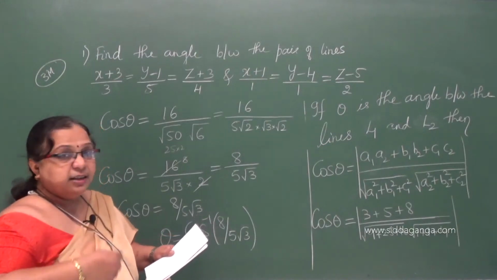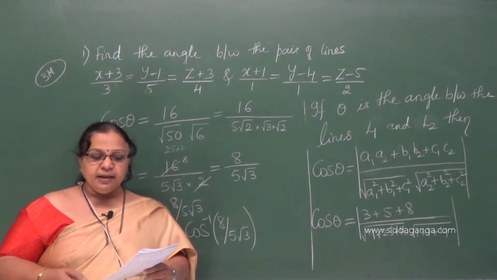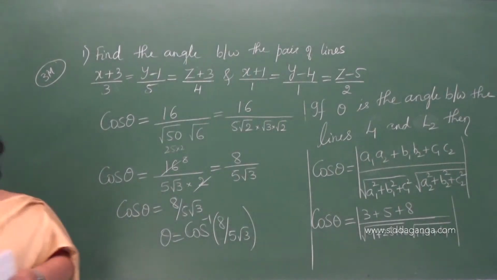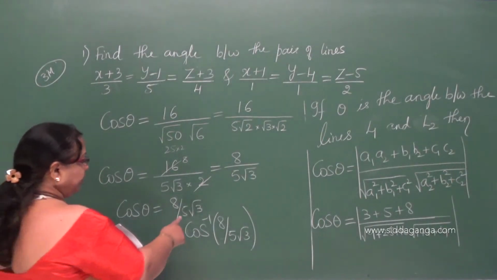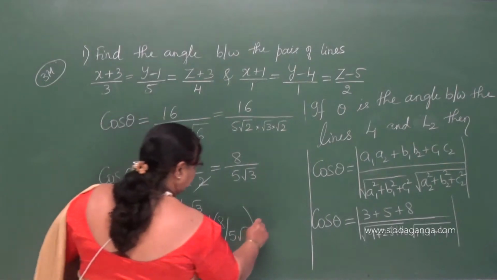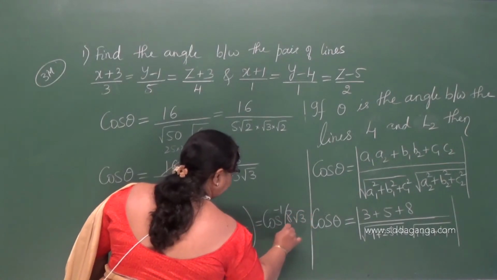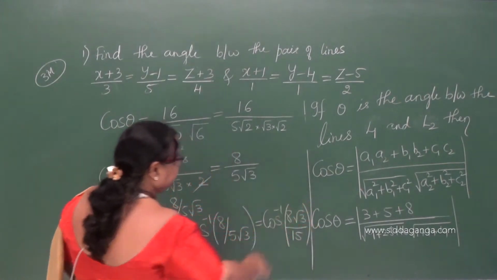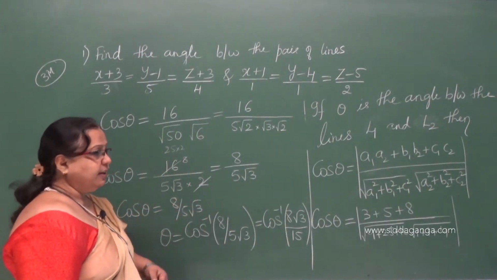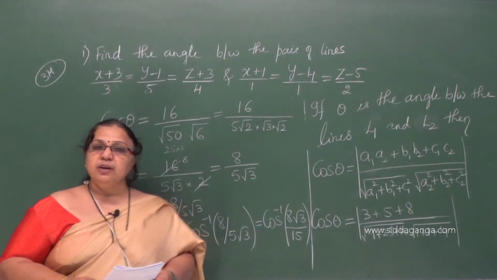In one, they have given the line in vector form, and in the other in Cartesian form. This can also be written by multiplying and dividing by root 3, which gives 8 root 3 divided by 15. This can also be written as cos inverse of 8 root 3 divided by 15. We multiply and divide by root 3 to get that answer. So that is the angle between the given two lines.